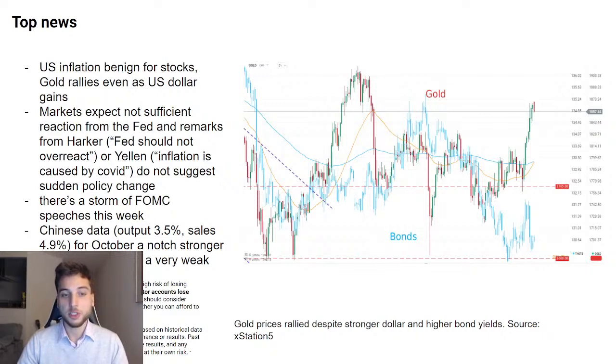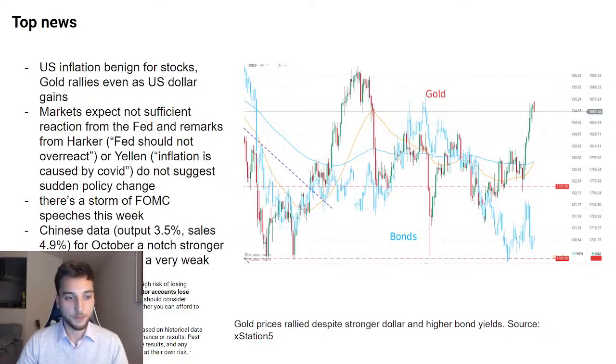There's a storm of FOMC speeches this week, so we had a few today. They're always worth keeping an eye on because sometimes, especially in recent times, even central bankers mentioning a certain event happening or the potential of something happening has an impact, or potentially an impact, on the market. So because of that, it's worth keeping an eye on the general fundamental news that affects the markets even before you're looking into the market.